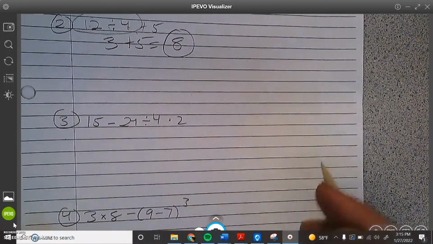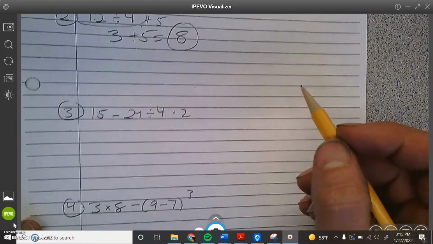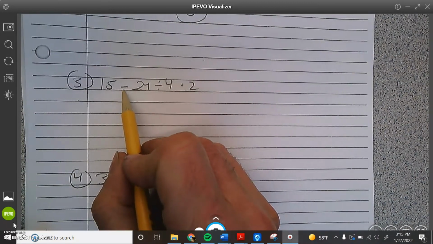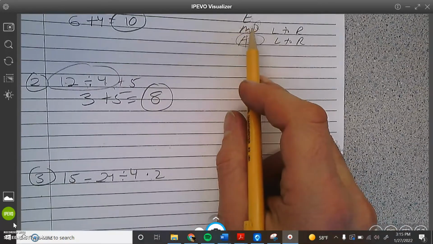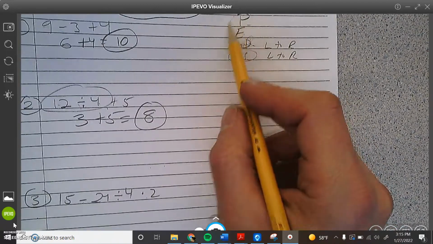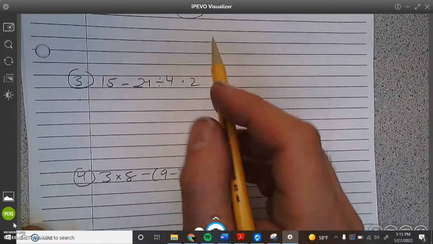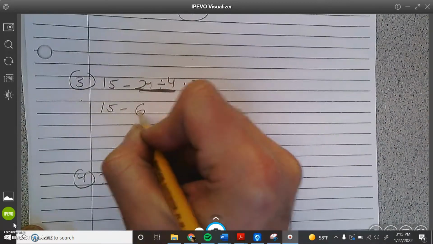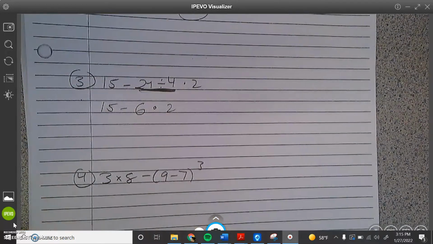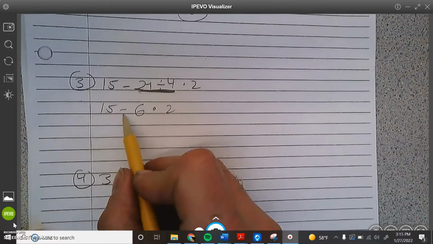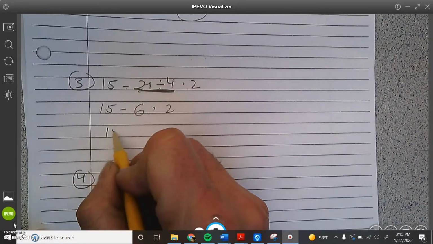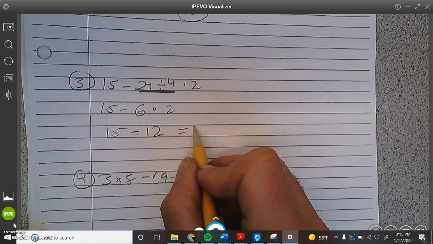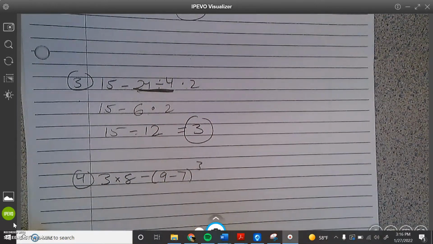All right, try this one. Ready, set, go. All right, let's see. I have division and multiplication, and I'm doing subtraction last because subtraction is down here. But if I just have multiplication and division to do, I'm going to go left to right. So I'm going to do this first right here, then copy it down right after. 15 minus 6 times 2, which is 12. 15 minus 12 is 3. Okay, 3 for that one.